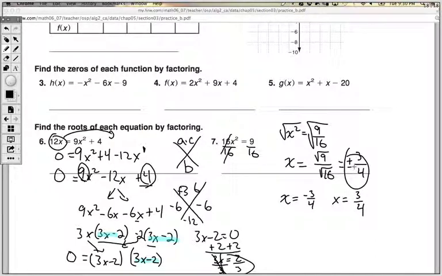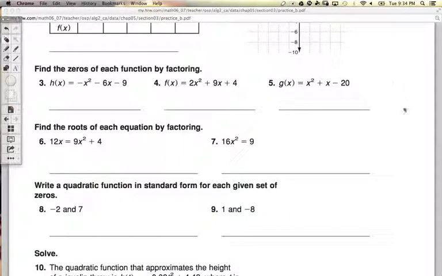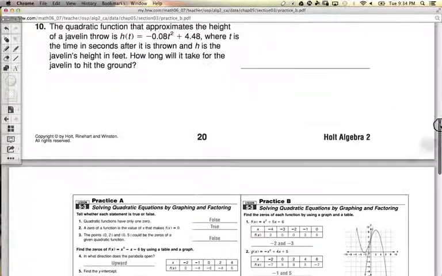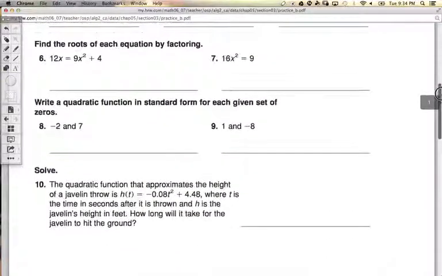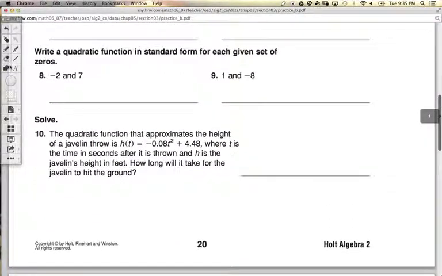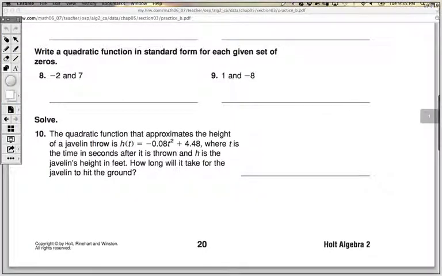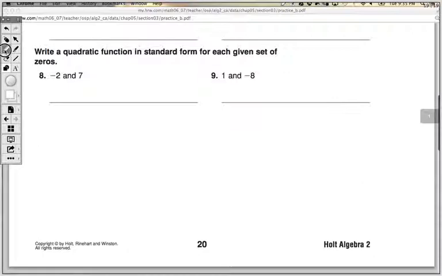Okay, one more little bit here, and then we are wrapped for the day. So let's scroll down just a little bit. Not that far, just a little bit. There we go. I'm going to cover up this bottom piece so we're not too confused by what's going on. Write a quadratic function in standard form for each given set of zeros.